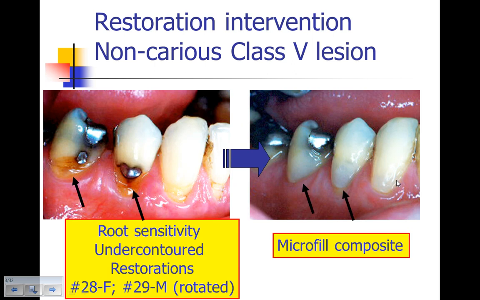There'll be times when we need a restorative intervention on non-carious cervical lesions where they're adjacent to existing amalgam restorations. And you can see these amalgam restorations on the first and second premolar are undercontoured. You can see the rotations on number 29. And these were restored with a microfill composite resin where the amalgams were removed and prepared. The root surfaces, the dentinal surfaces, were roughened with a round bur to create a uniform dentin smear layer for the adhesive procedure.